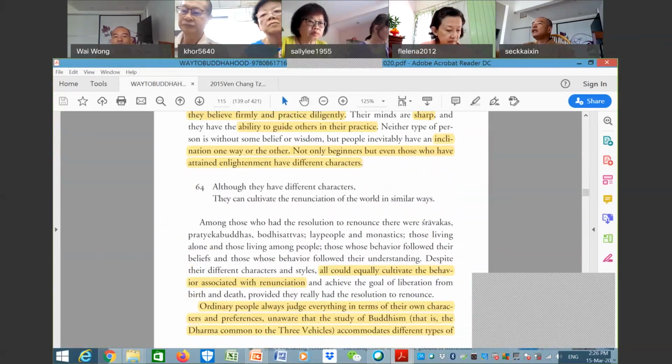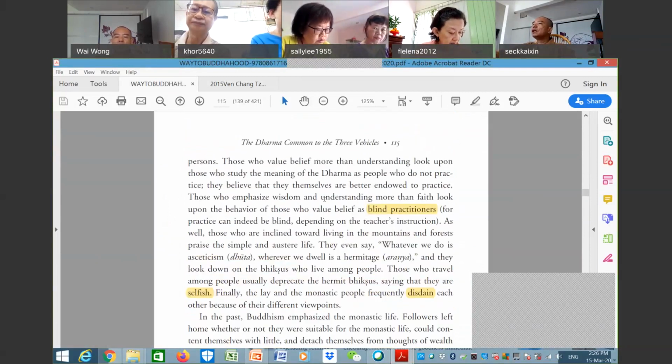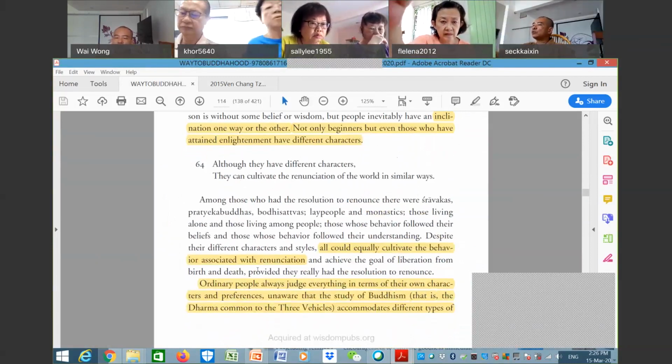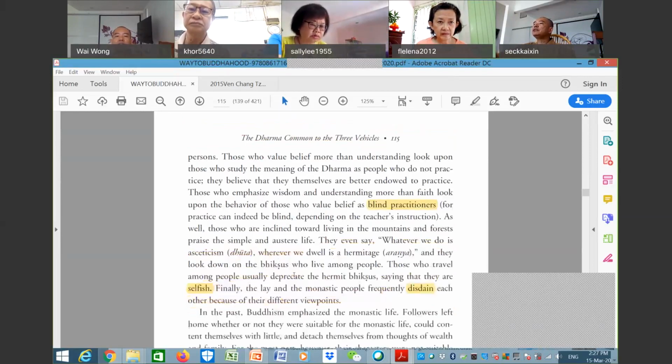Although they have different characters, they can cultivate the renunciation of the world in a similar way. Meaning to say that no matter which character you are, you could equally cultivate the behavior associated with renunciation, whether you are a monk or a layman, a rational-type person or a faith-oriented person. Ordinary people always judge everything in terms of their own character and preferences, unaware that in the study of Buddhism there is the Dharma common to the 3 vehicle, which accommodates different types of people.